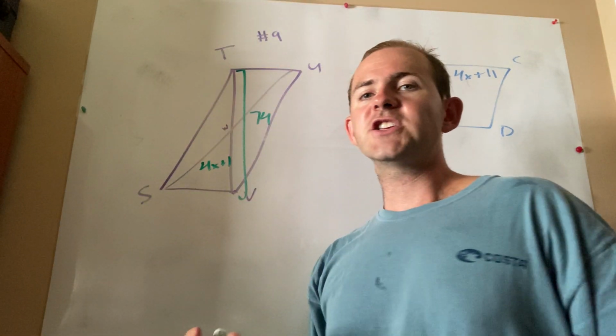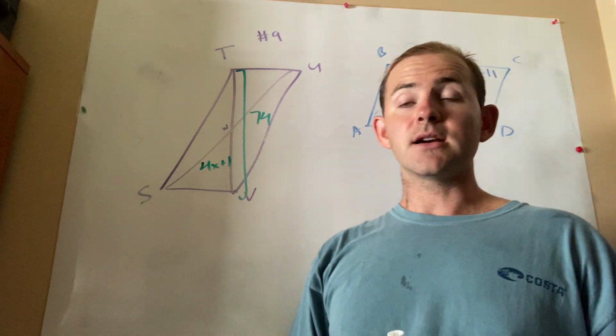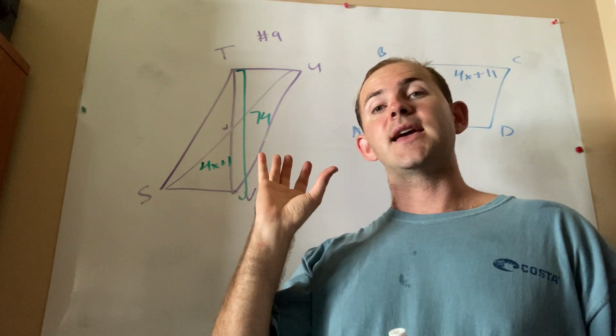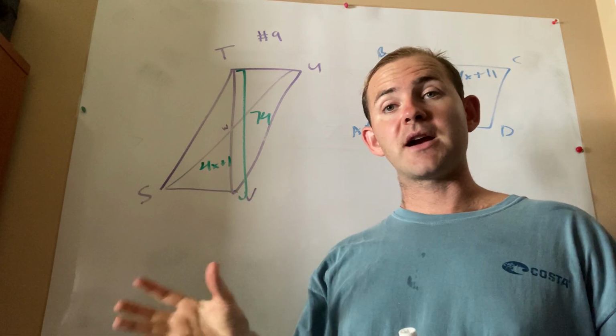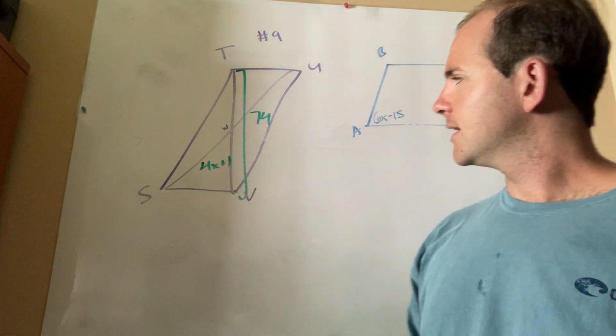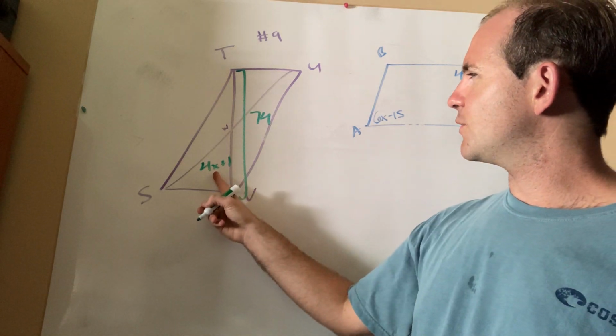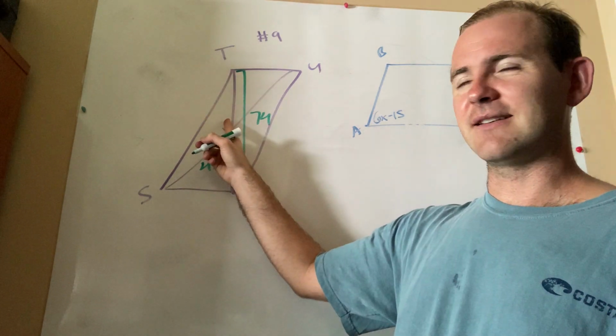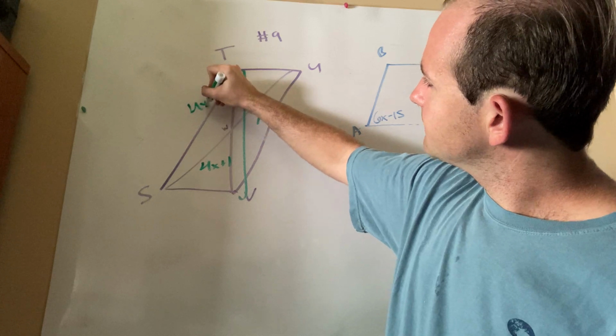Okay, now which property of parallelograms are we going to be using here? We need to use the fact that the diagonals of a parallelogram bisect each other, meaning they split each other in two equal parts. So in other words, if this is 4x plus 1, what do you think this piece would also be? That would also be 4x plus 1.